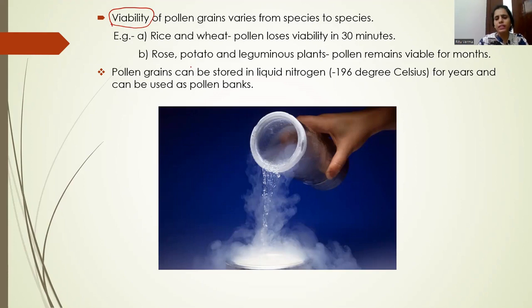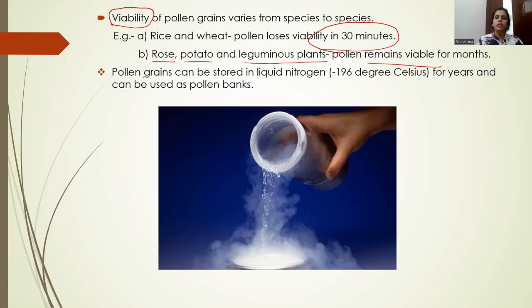Some plants like rice and wheat have a viability of only 30 minutes. So the pollen grains of rice, wheat, and other millets like bajra and ragi are viable only for 30 minutes. But there are certain plants like rose, potato, and other leguminous plants like pulses, soybean, groundnuts, and so on, whose pollen remains viable for 30 days. So almost 30 days.